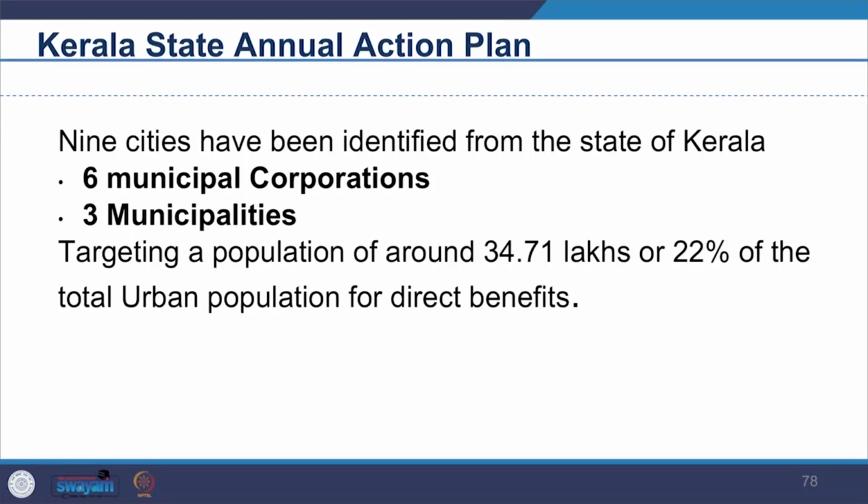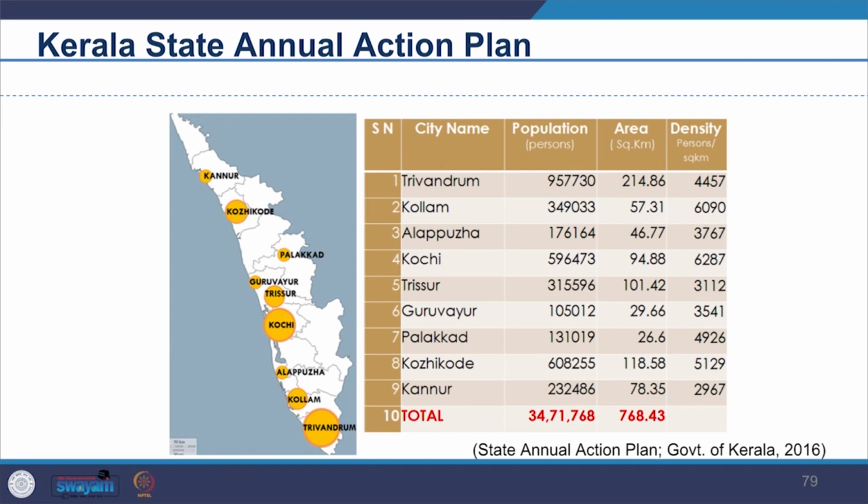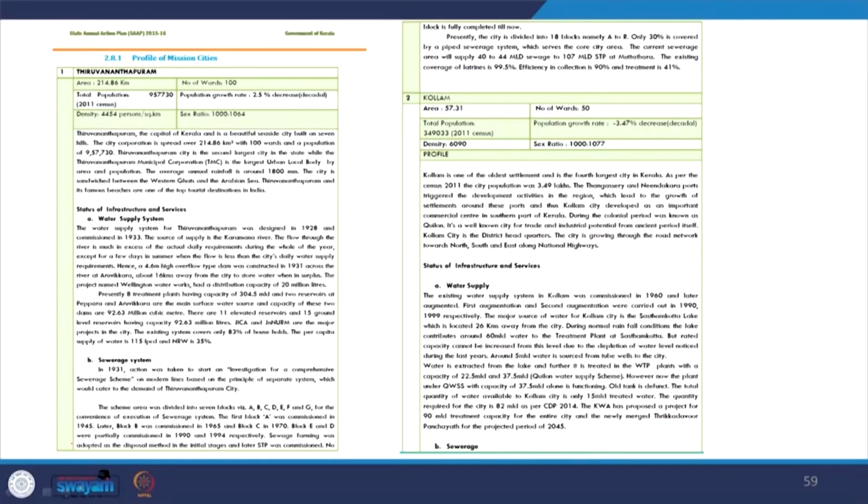In Kerala, 9 cities have been identified from the state for funding under AMRUT. The list includes 6 municipal corporations and 3 municipalities, targeting a population of around 34 lakhs, which is 22% of the total urban population, for direct benefit. We are walking through the document, and we see that the SAP, in its initial section, creates a profile of the mission cities. Like Thiruvananthapuram, it gives a complete profile of the city: the status of water supply, the status of the sewerage system, the number of wards, and the growth trend there. Likewise, we see it for Kollam city and all those cities which have been selected.